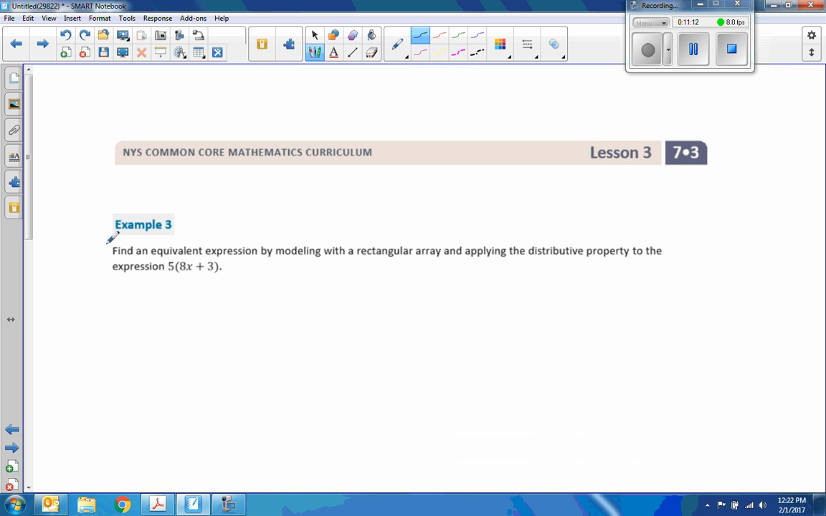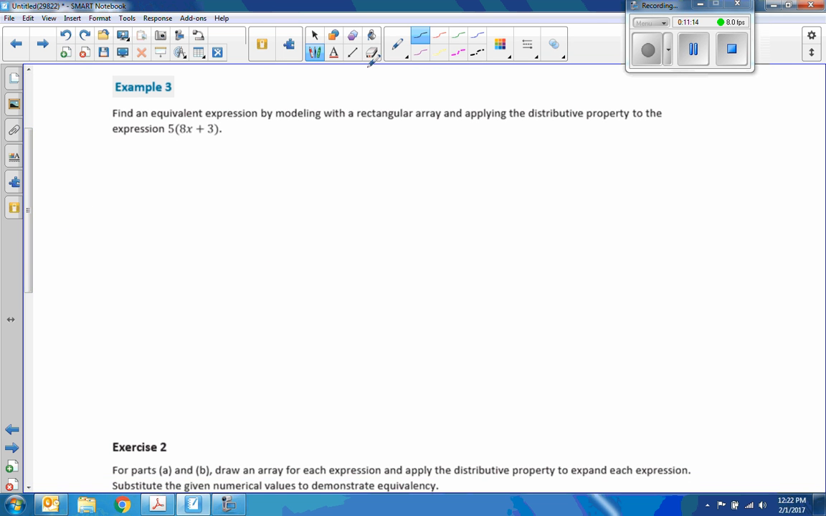Okay. Example 3. Find an equivalent expression by modeling with a rectangular array and applying the distributive property to the expression 5 times the quantity 8x plus 3. So what they want us to do is make an array. So I will draw one large rectangle that will represent 8x. So I'll call this a length of 8x. And then I'm going to put another piece on it. I'm going to call that piece 3. So we can also break it up and say 3 vertical. And then it is going to be a height of 5.